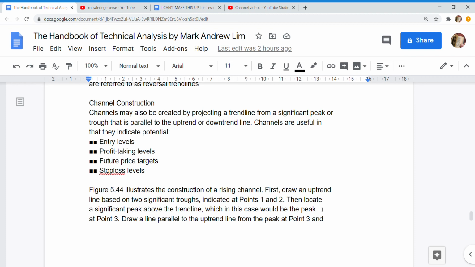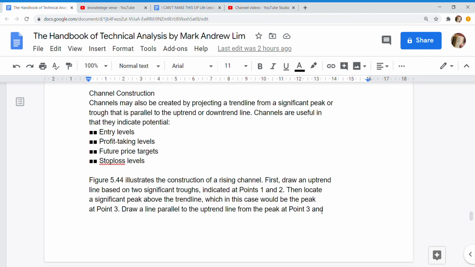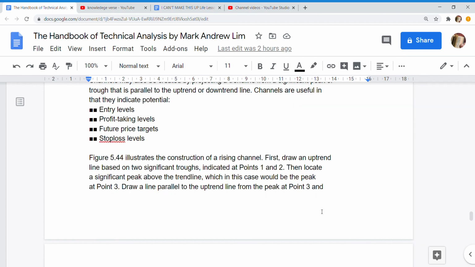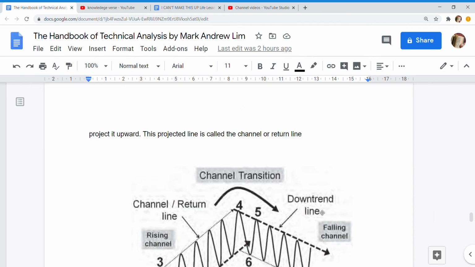Channels are useful in that they indicate potential entry levels, profit-taking levels, future price targets, and stop-loss levels. Figure 5.44 illustrates the construction of a rising channel. First, draw an uptrend line based on two significant troughs indicated at points 1 and 2. Then locate a significant peak above the trend line, which in this case would be the peak at point 3. Draw a line parallel to the uptrend line from the peak at point 3 and project it upward. This projected line is called the channel or return line.